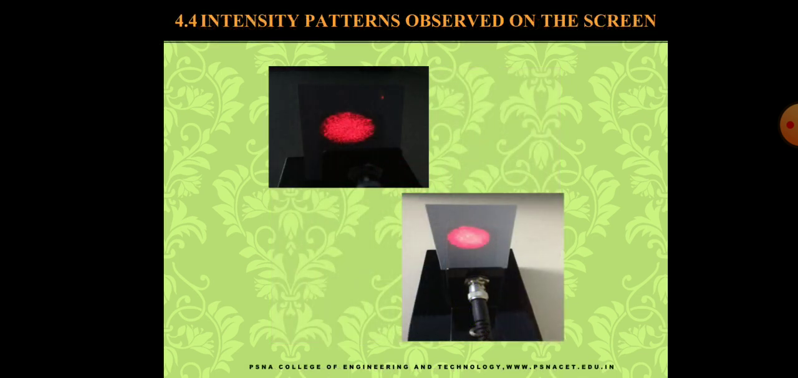And this is the intensity pattern observed on the screen. The first diagram indicates the intensity level observed in the dark mode, and the second figure indicates the intensity diagram observed in the light mode.